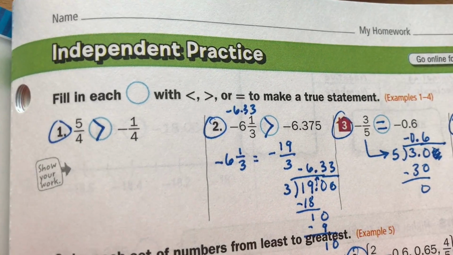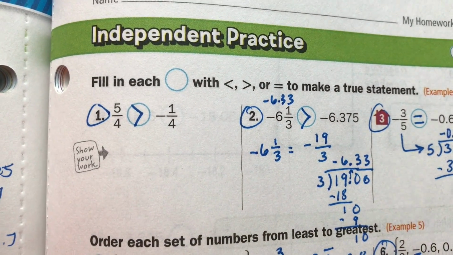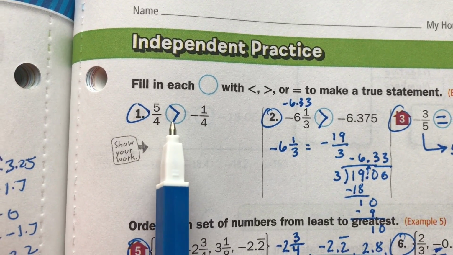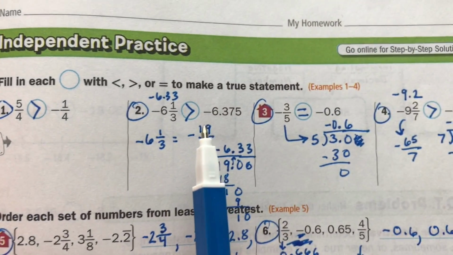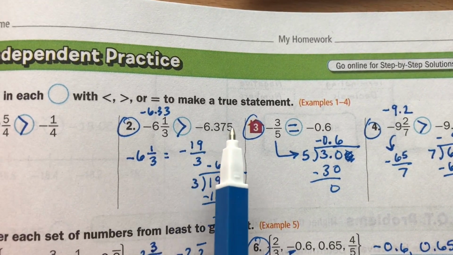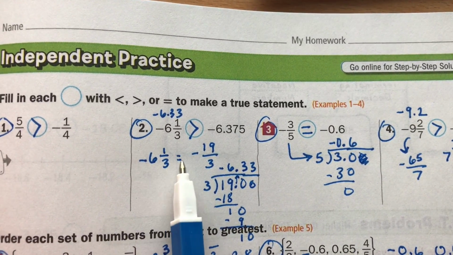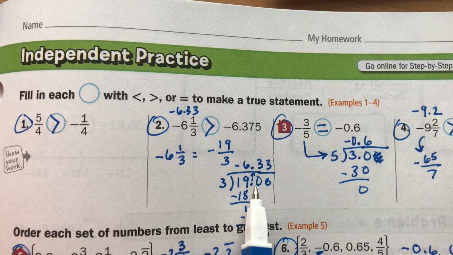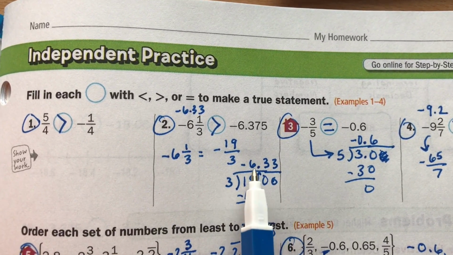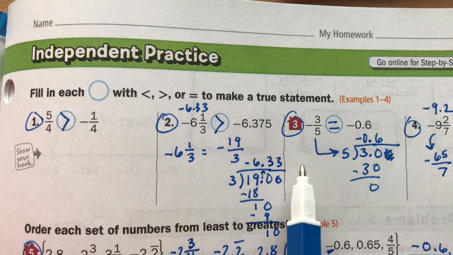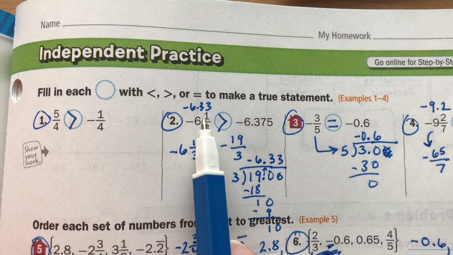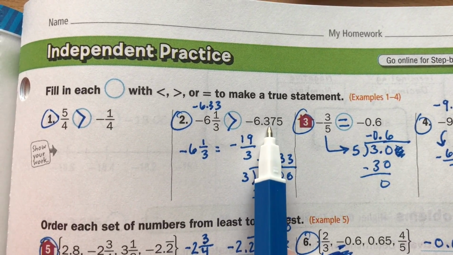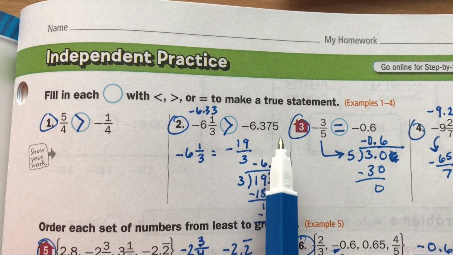All right, let's check our work on the independent practice. For this first one, positive is always greater than negative, so 5/4 is greater. On the second one, you have both negative numbers. Negative 6 and 1/3 is negative 19/3. When you divide 19 by 3, you get negative 6.3333. You can stop because negative 6.33 is going to be greater than negative 6.37.